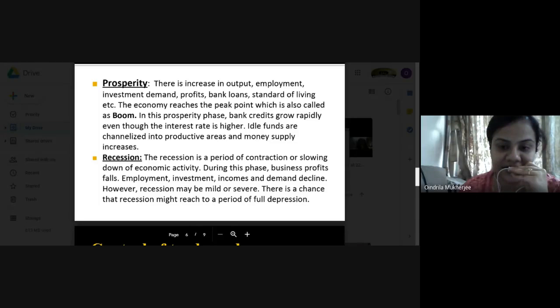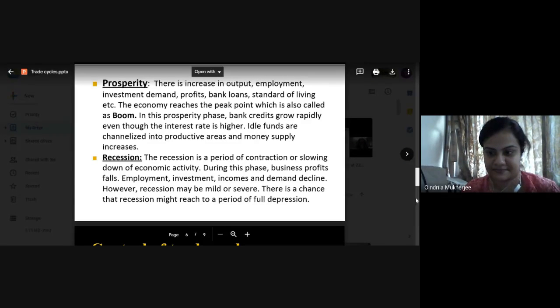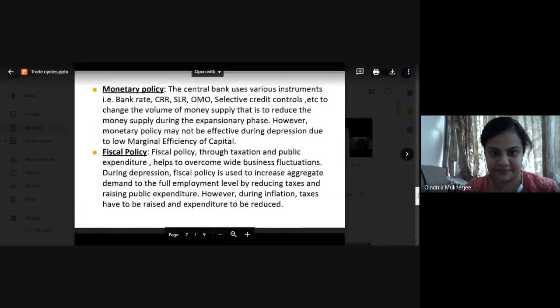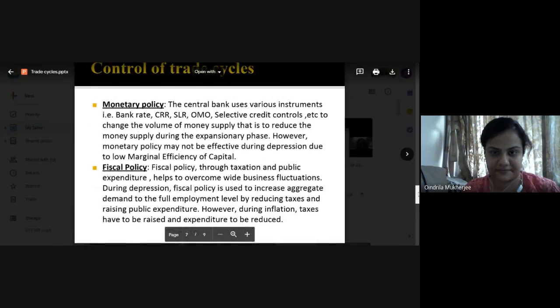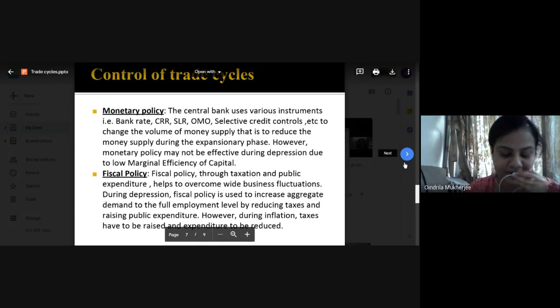Okay, so let us go to the next topic, that is control of trade cycles. I will again show you the slide. If the slide is visible, you can write slide on your chat box. Check if my slide is visible to all. Okay, the slide is visible, right?